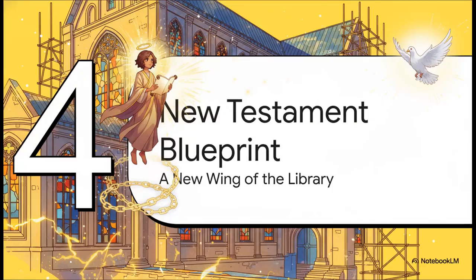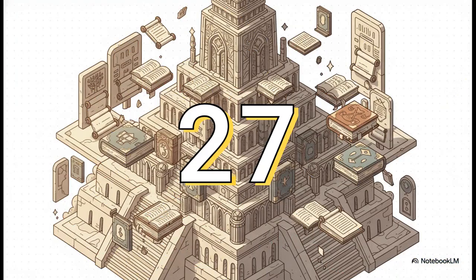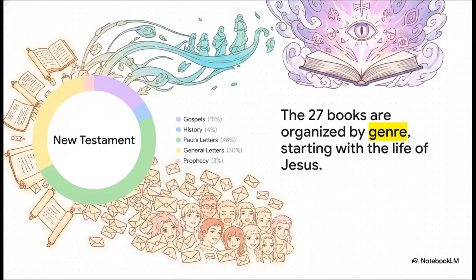Okay, so now we're moving on to a brand new wing of the library, one that Christians added on. This section introduces a whole new story, a new central figure, and a new chapter in the relationship between God and humanity. This new wing is home to 27 different books, but just like the Tanakh, it's not just a random pile. They have their own incredible architecture, and what's really fascinating is how it kind of mirrors the structure of the Old Testament. So just like we saw with the Tanakh, this isn't random. It's organized by genre, by theme.